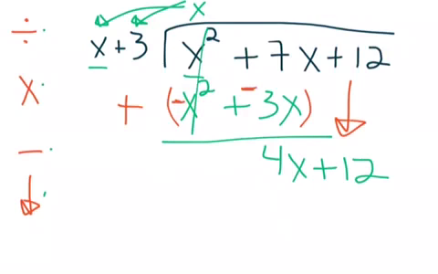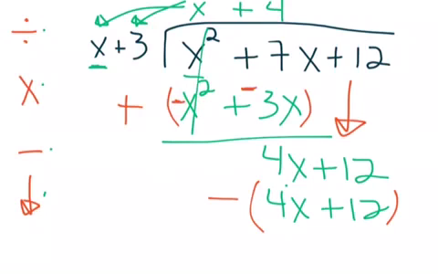And now I've gone through one cycle, I'm going to start the cycle over again. So I'm going to say 4x divided by x is going to give me 4. And now I'm going to multiply, so I'm going to distribute that 4 to my divisor. So 4 times x gives me 4x. 4 times 3 gives me positive 12. And next I'm going to subtract, and that's going to give me a remainder of 0. So my final answer, my quotient, is going to be x plus 4.